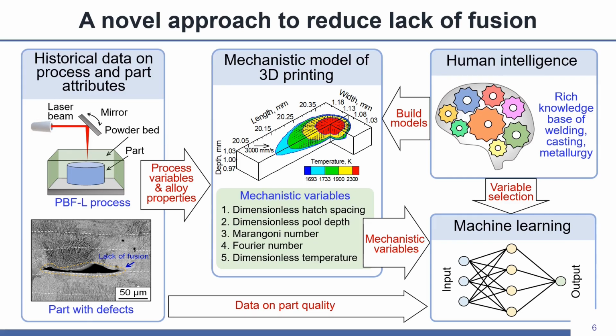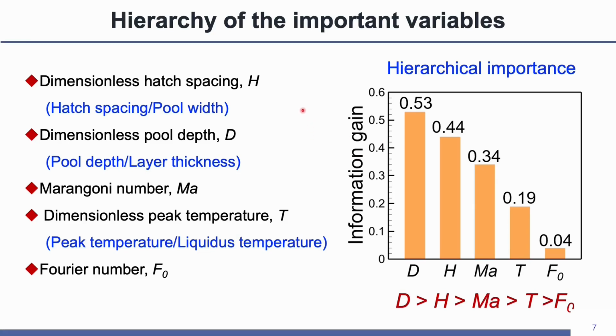The 5 mechanistic variables are dimensionless hatch spacing, dimensionless pore depth, Marangoni number, dimensionless peak temperature, and Fourier number. They can capture the combined influence of process variables and alloy properties on the lack of fusion defect. Their hierarchical influence on the lack of fusion is useful to help engineers identify the proper process condition to avoid this defect.